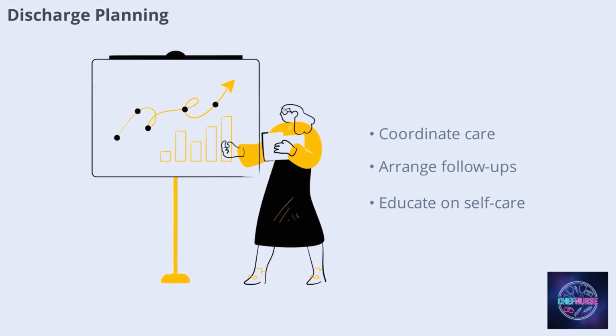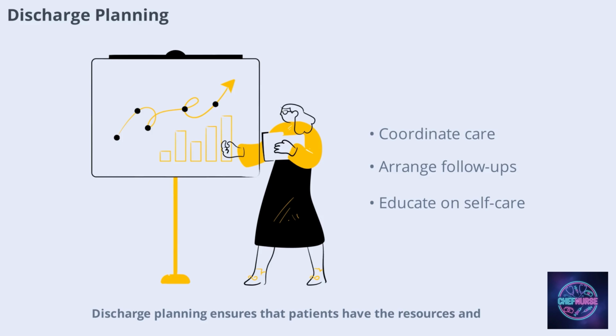Discharge planning ensures that patients have the resources and knowledge they need to continue their care at home. Nurses coordinate with other healthcare providers, arrange follow-up appointments, and provide education on medications and self-care. The NCLEX may test your ability to identify discharge needs and develop appropriate plans. We'll discuss the steps involved in effective discharge planning and how to address common challenges.